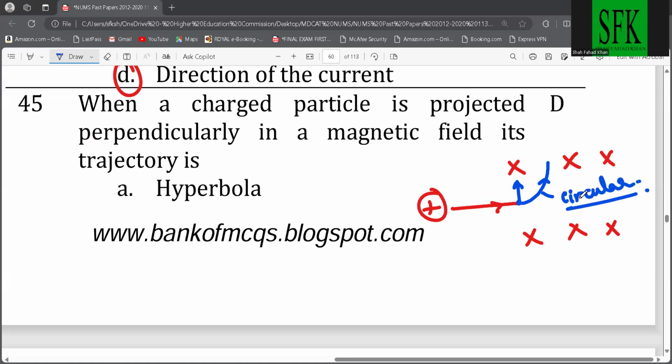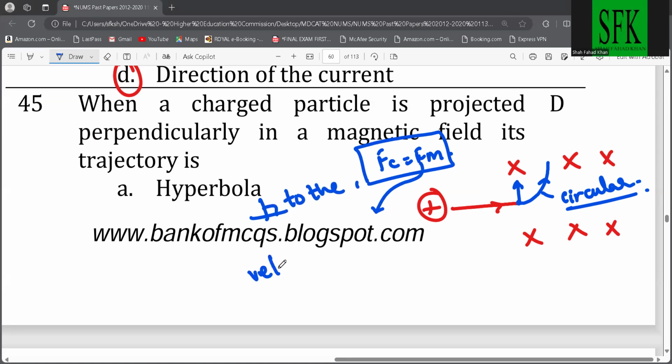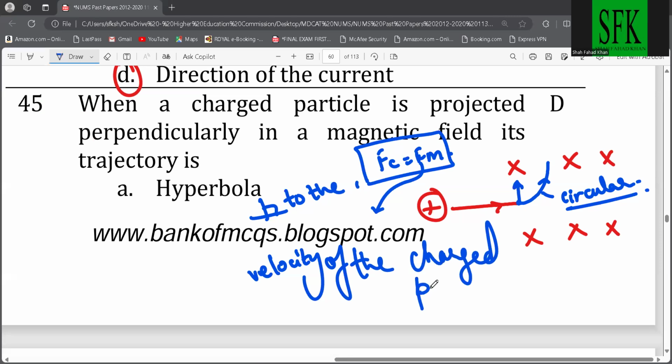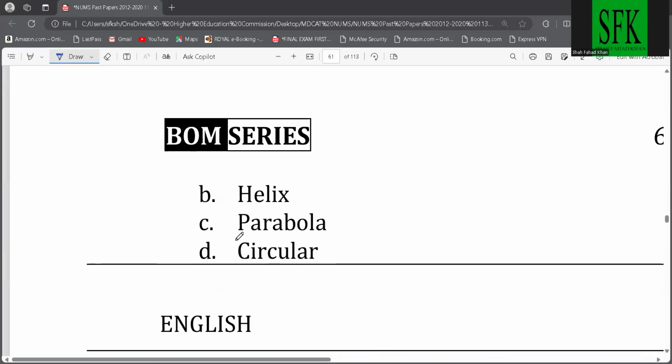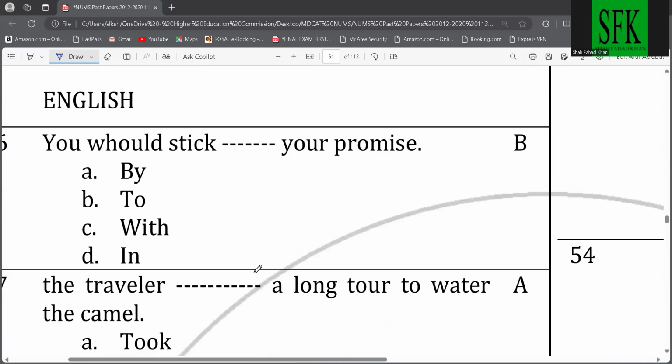Because in a magnetic field, the centripetal force is provided by the magnetic force, and the magnetic force always stays perpendicular to the direction of velocity of the charged particle. Therefore, it has to be a circular motion throughout the motion because the direction of force and velocity are always perpendicular. So 45 is D, right? And we are done with the physics section.